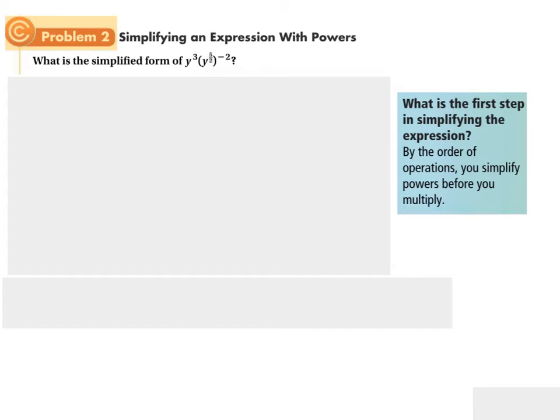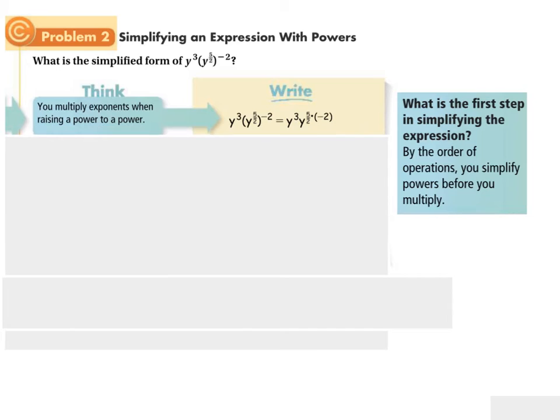Well, what is the first step in simplifying the expression? If you're following order of operations, you do powers. You simplify powers before you do multiplication. We're multiplying between these two numbers, but this one is being raised to a power, so we need to deal with that first. Gotcha? Okay, so you multiply the exponents when raising a power to a power. This is raising a power to another power, so we have to multiply them.